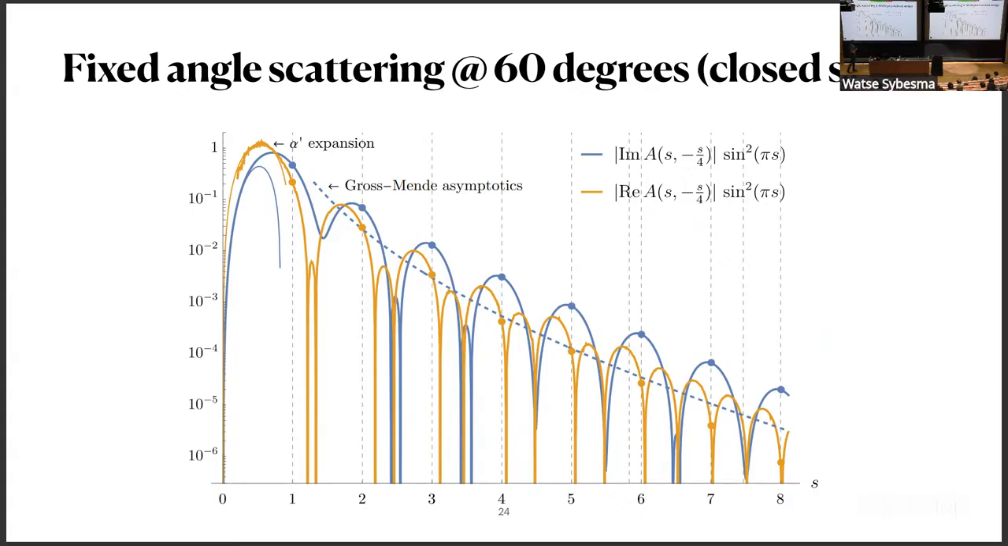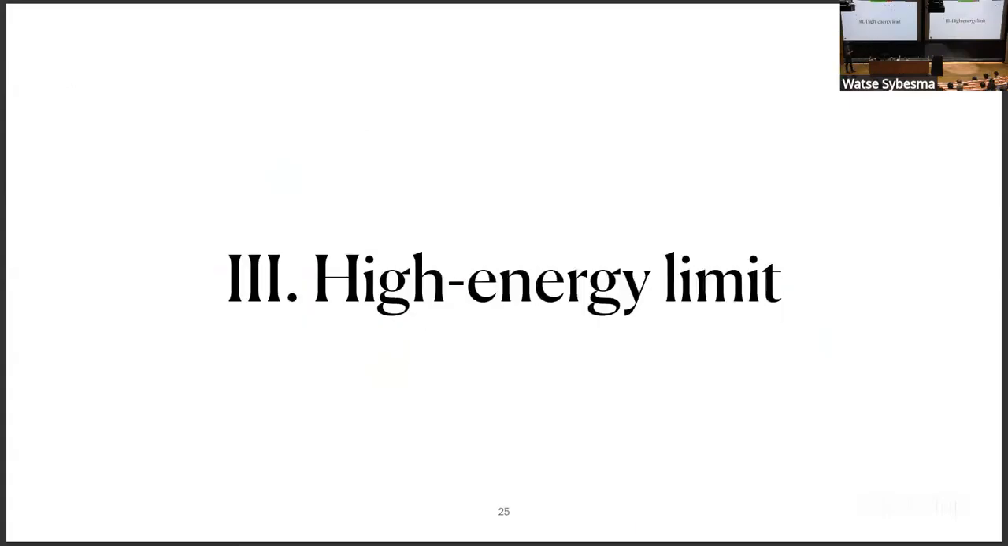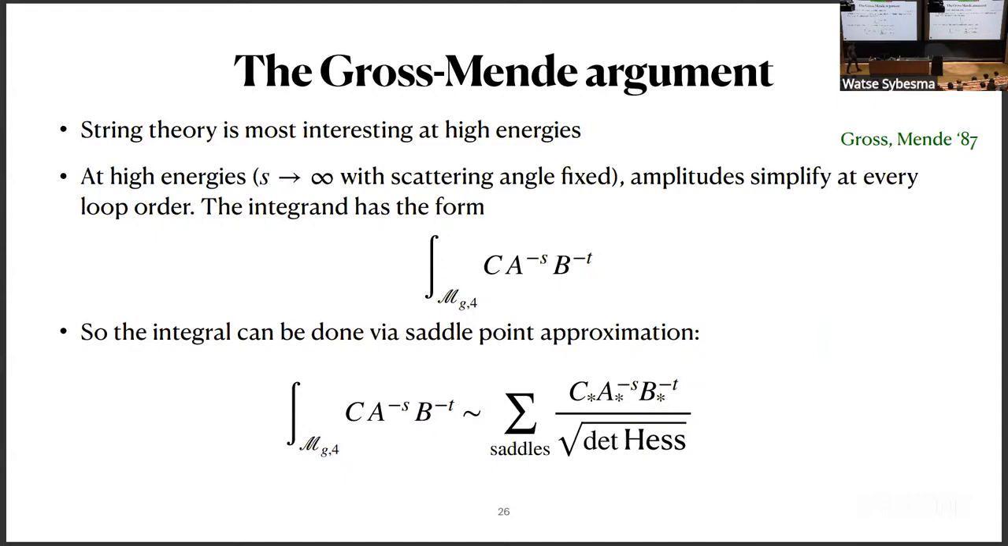Let me not tell you again the same things. But how does this Gross-Mende asymptotics work? It works, and I should be quick about this, by noticing that the integrand for two scattering in string theory is always of this form. It's an integral over moduli space, some functions, and importantly, there's a function raised to the minus s and a function raised to the minus t. So that's always the structure.